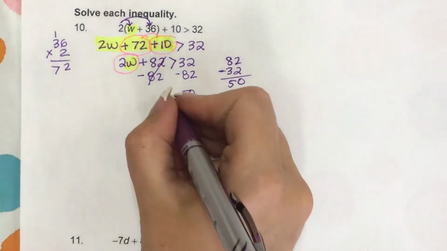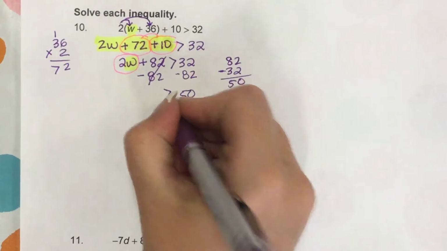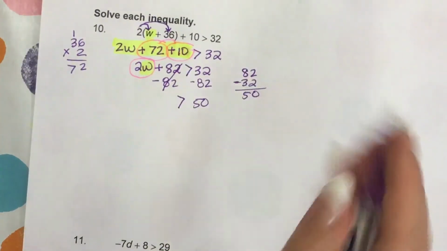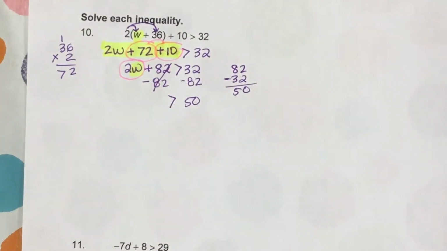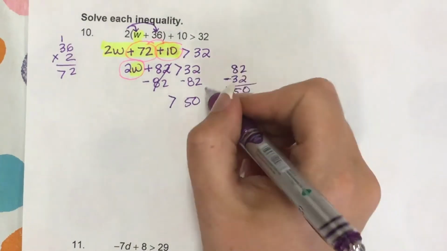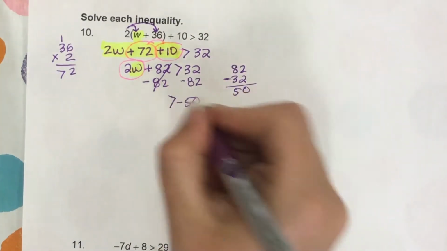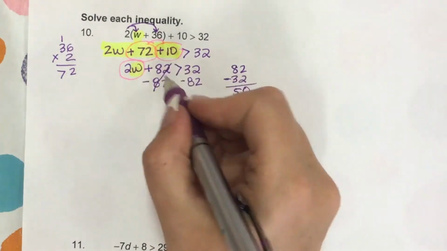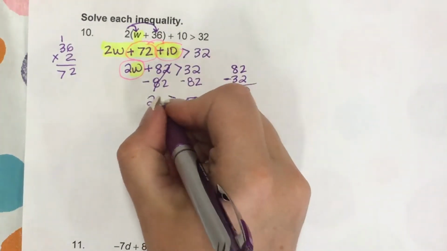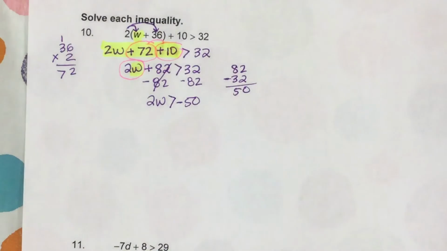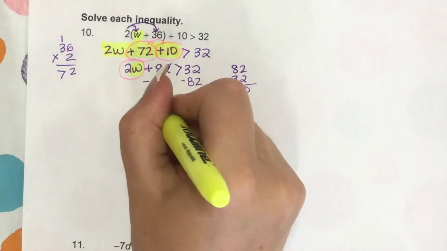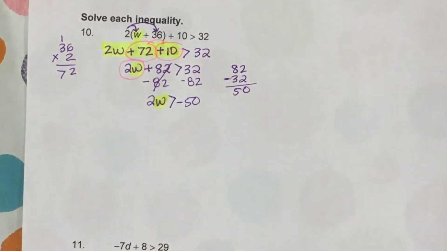I just need to figure out, is it going to be a positive 50 or a negative 50? So I look at the two numbers, 32 and 82. Which number is bigger? 82 is bigger and 82 is negative. That means our answer is going to be negative. Okay, cool. So that was 0. So I go ahead and write the 2W here. Okay, I'm still trying to figure out what the solution set for W is.